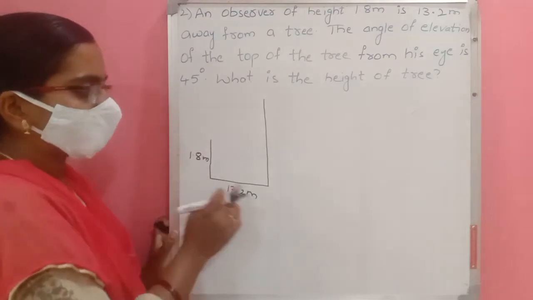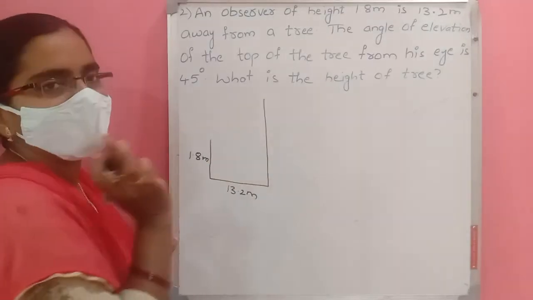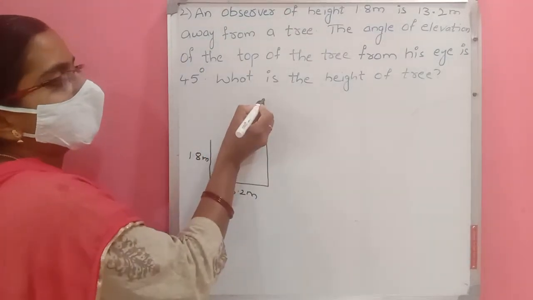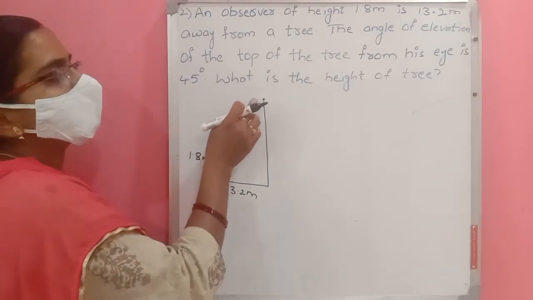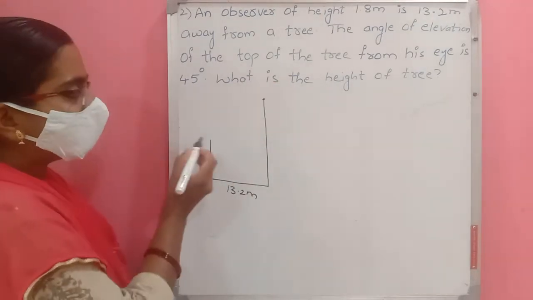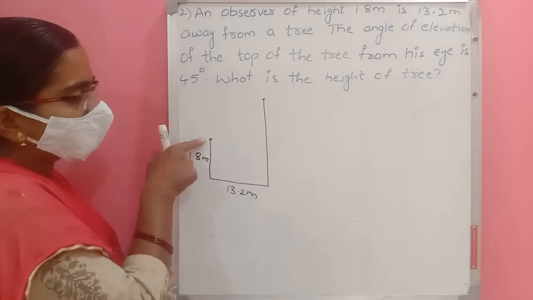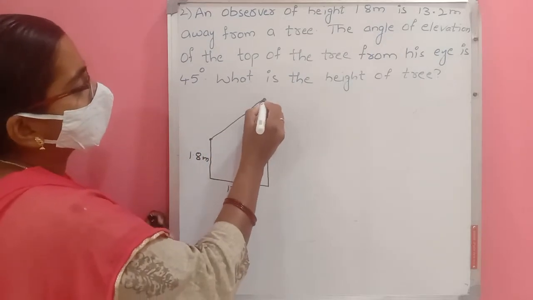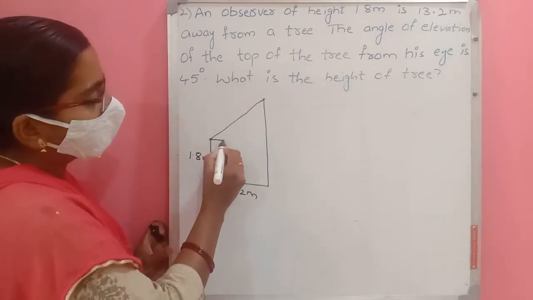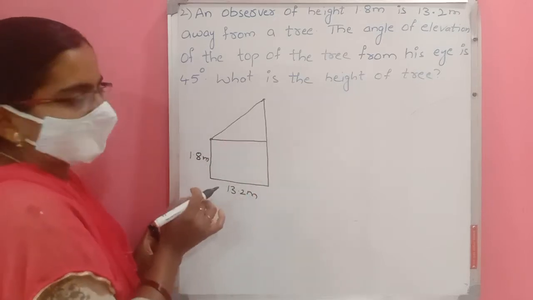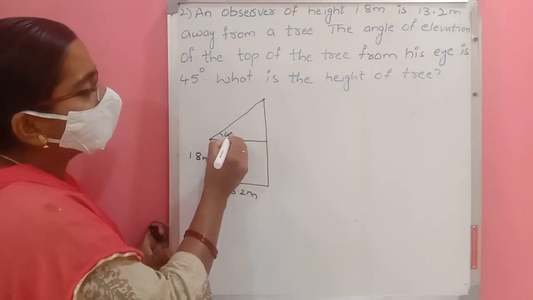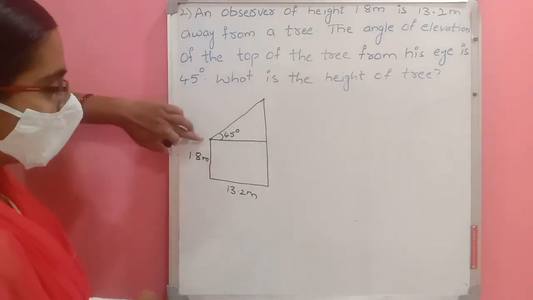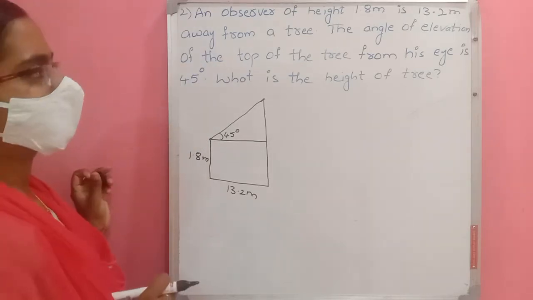So this person is 13.2 meters away from this tree. The angle of elevation of the top of the tree from his eye is 45 degrees. Here we have to draw a line parallel to the ground, and then this angle is 45 degrees.